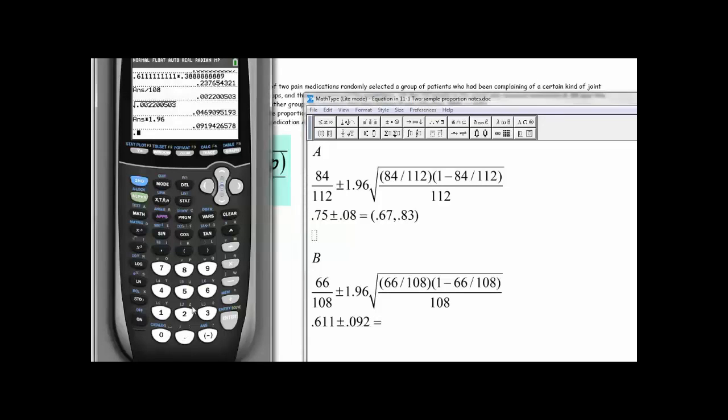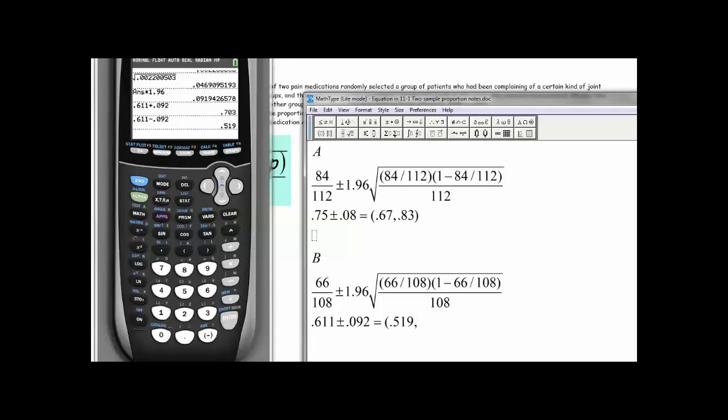Okay, so 0.611 plus 0.092, sorry, I'm going to do both of those. Come back over here. 0.611 minus the 0.092. Alright, so 0.519 and 0.703.